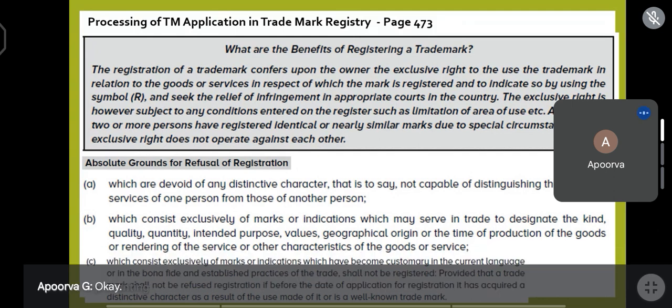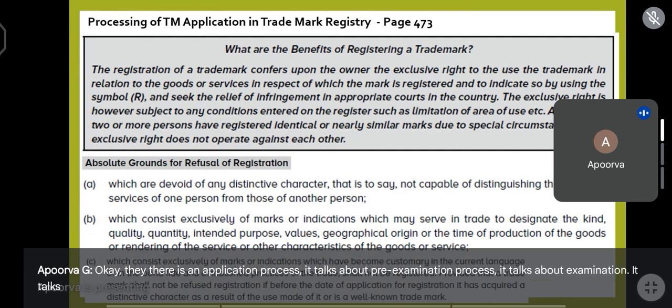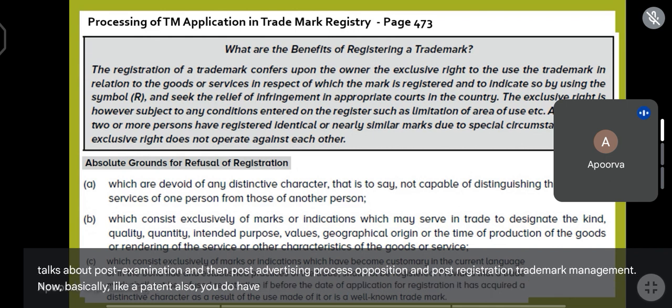Okay, there is an application process. It talks about the pre-examination process, examination, post-examination, and then the post-advertising process, opposition, and post-registration trademark management.